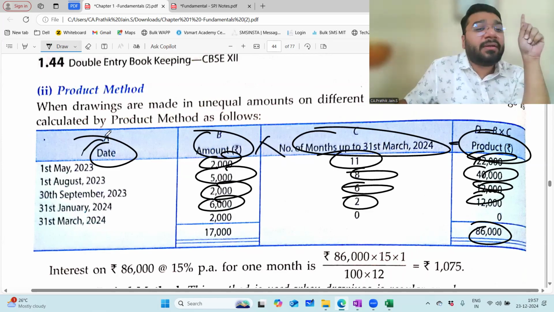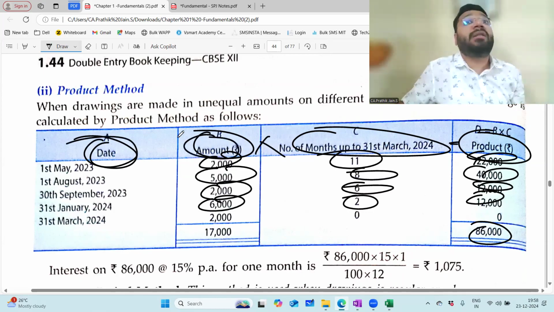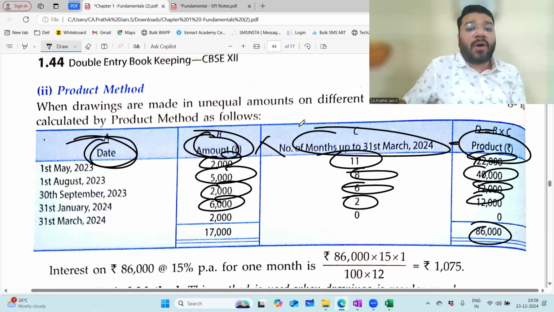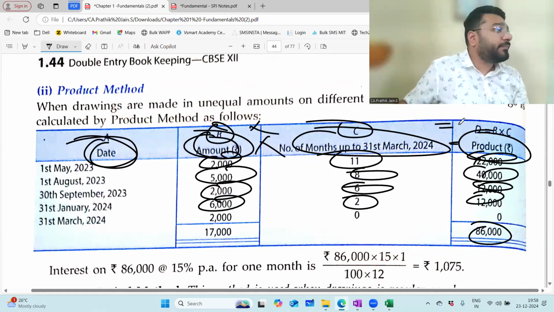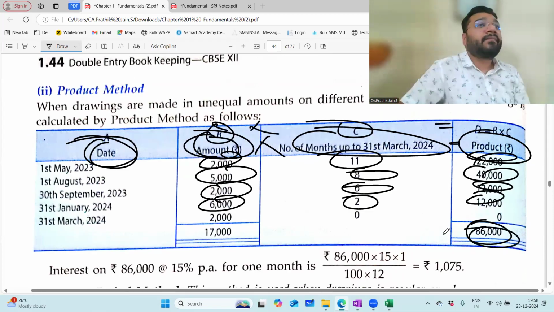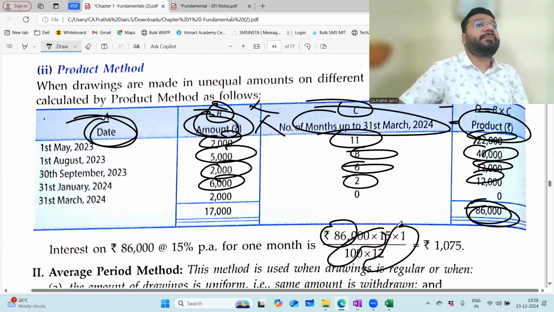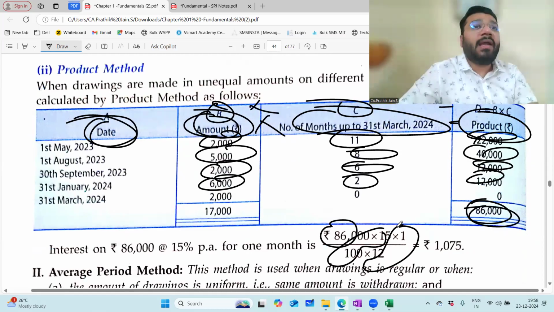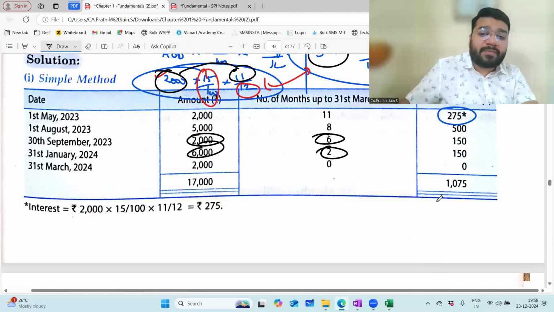First column is date of drawing. Second column is amount of drawing. Third is number of months for which you enjoyed the money. Second and third column, B and C column, you multiply, you will get the column D, which is product. Total the product. On that product, multiply rate by 100 into 1 by 12. And surprisingly, you will get the same interest on drawing what you got for the previous method.